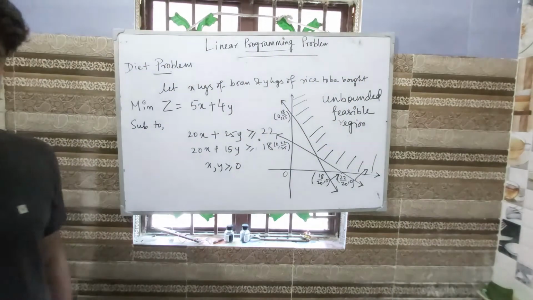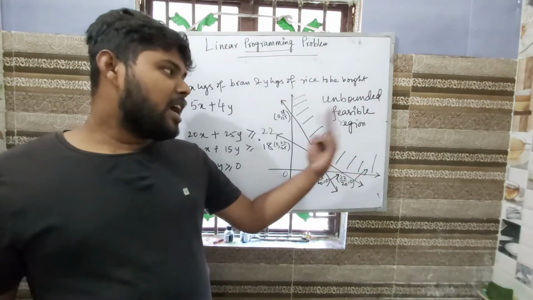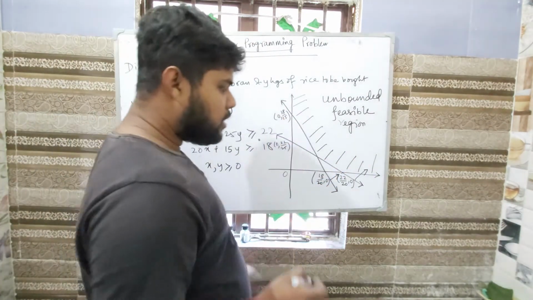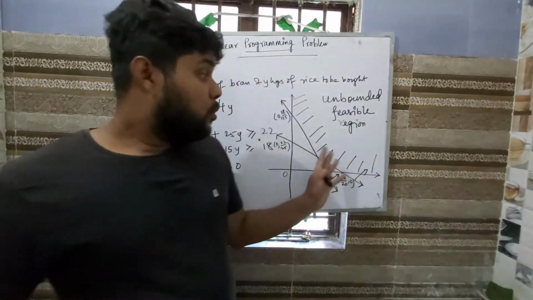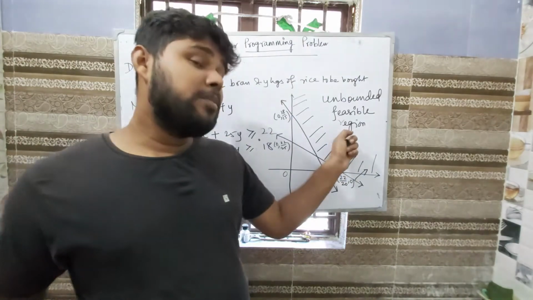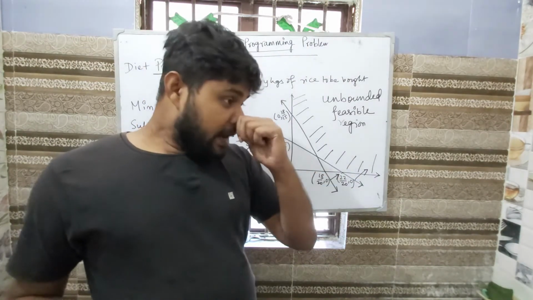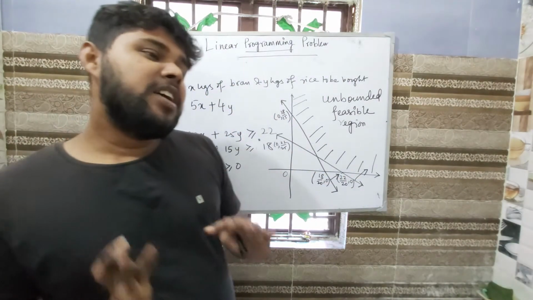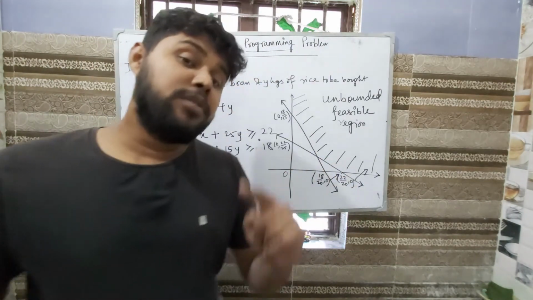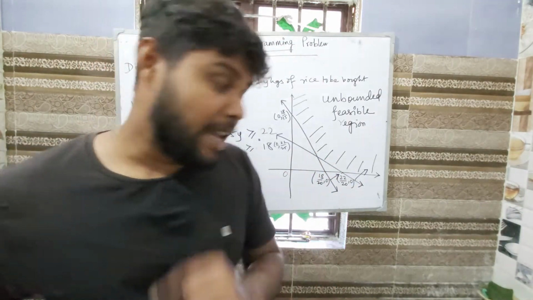Unbounded feasible region. Now whenever the region becomes unbounded, please don't go by these numbers. These numbers can be different, but let us talk about this unbounded feasible region. Whenever the region becomes unbounded, then whatever we have done for the previous problem, we will do all the same thing, but we have to do another extra step.